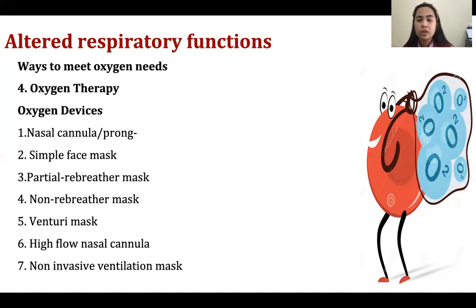So we have different oxygen devices. You have the nasal cannula or prong. You have the simple face mask, partial rebreather face mask, non-rebreather mask, Venturi mask, high flow nasal cannula, and you have the non-invasive ventilation mask.